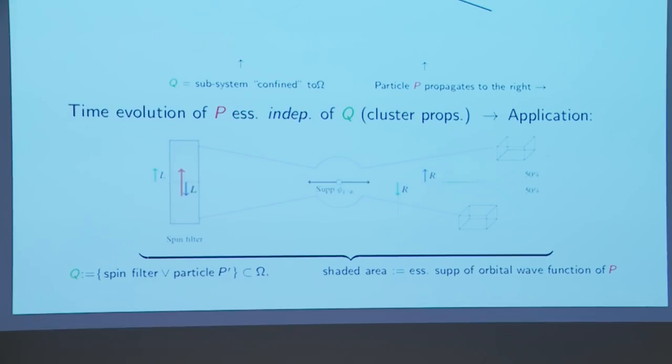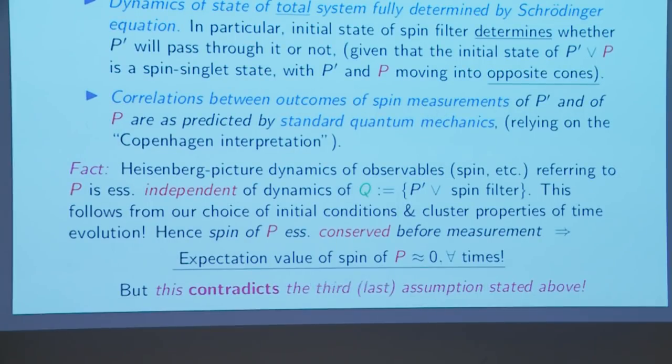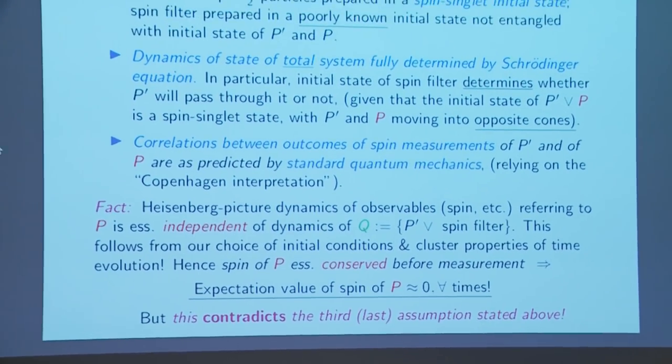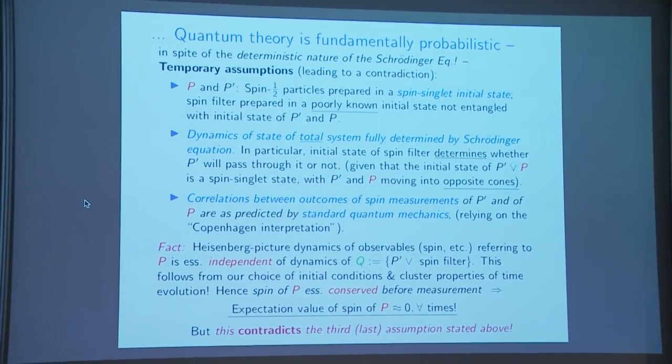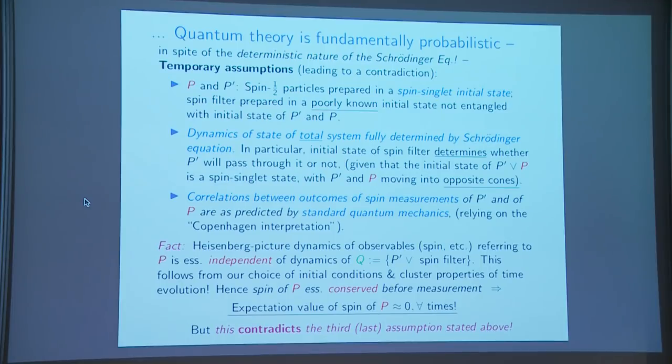All right. And now I prepare particle P and particle P prime in an initial state that is a spin singlet. And then I let time evolution set in. Let's make the following assumptions. Let's assume that the Schrödinger equation describes what will be seen in the experiment. Just the Schrödinger equation. Thibault has probably left. He's an advocate of the many worlds interpretation, and these people claim that the Schrödinger equation describes everything. Now, I want to show that this cannot possibly be correct.